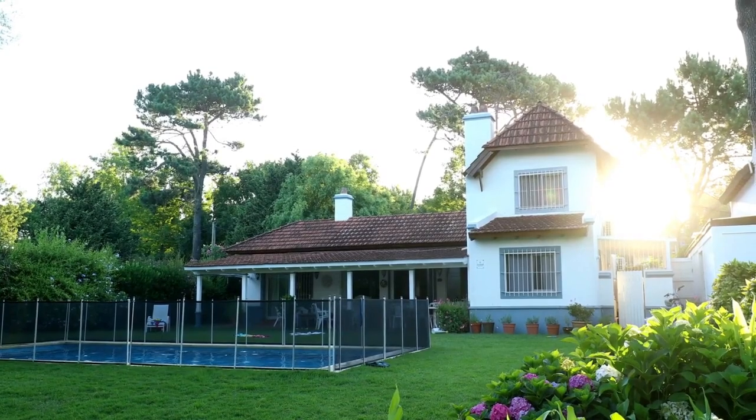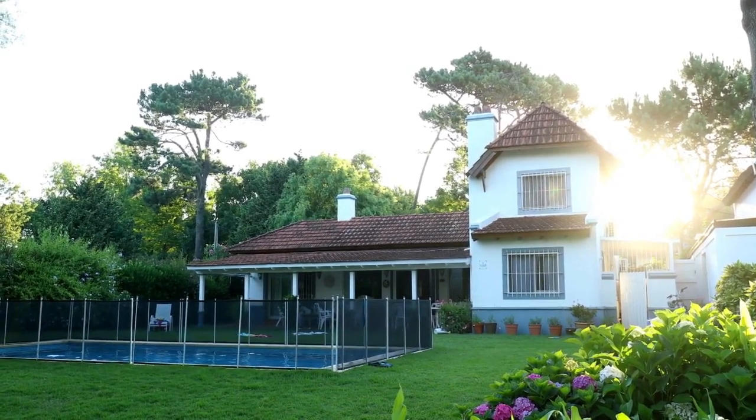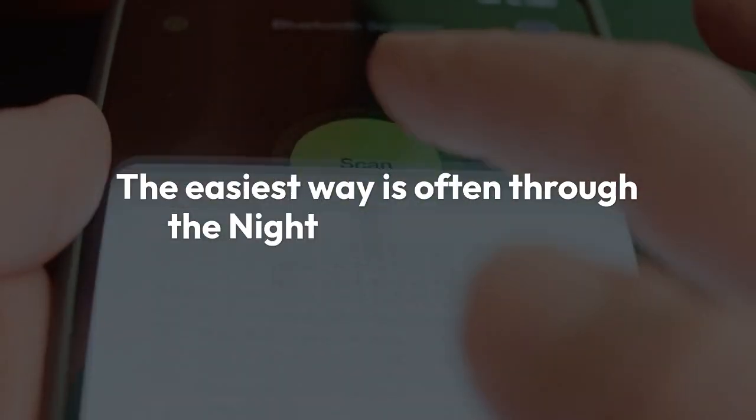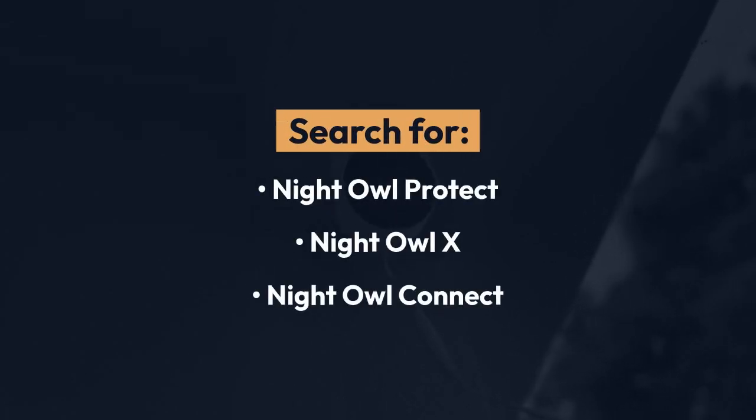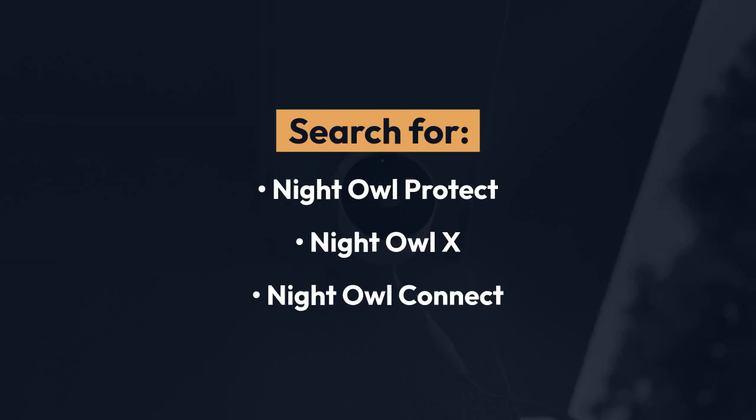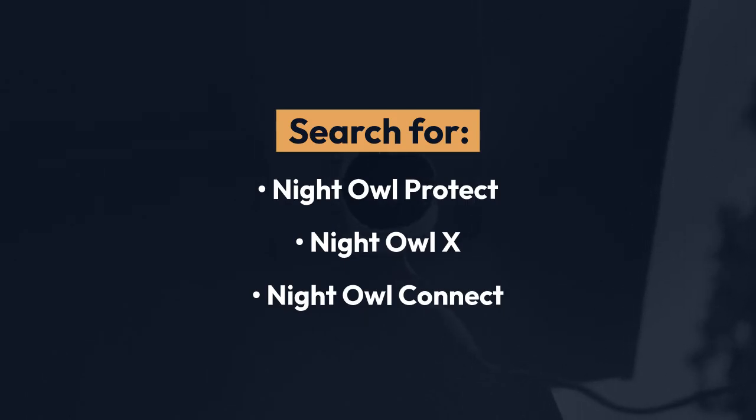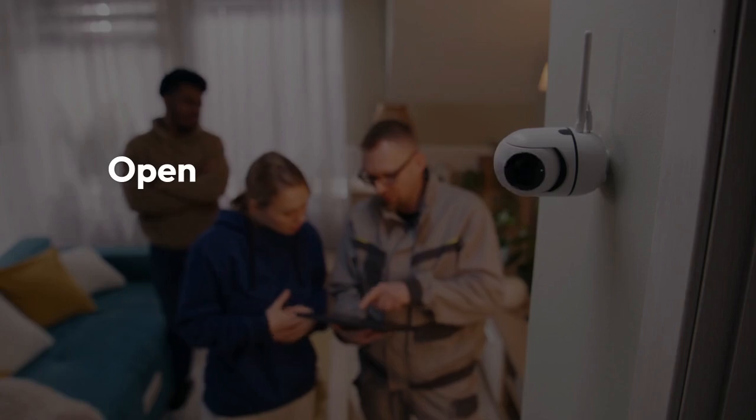Finally, let's talk about accessing your DVR remotely. The easiest way is often through the Night Owl mobile app. Search for Night Owl Protect, Night Owl X, or Night Owl Connect in your phone's app store. The exact app depends on your DVR model. Download and install it. Open the app.